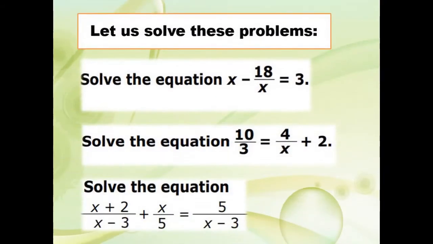Let us solve these problems. Solve the equation x minus 18 over x is equal to 3. Solve the equation 10 over 3 is equal to 4 over x plus 2. Solve the equation x plus 2 over x minus 3 plus x over 5 is equal to 5 over x minus 3.